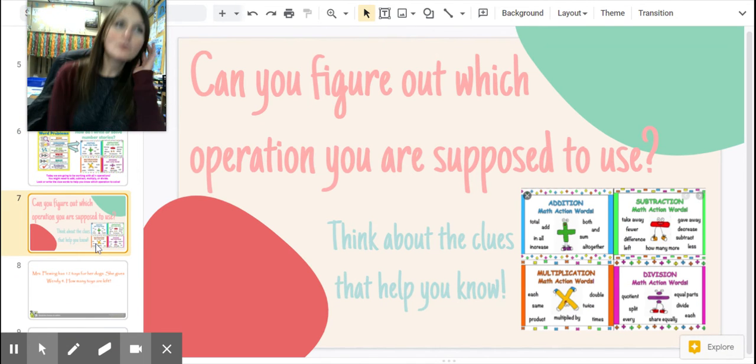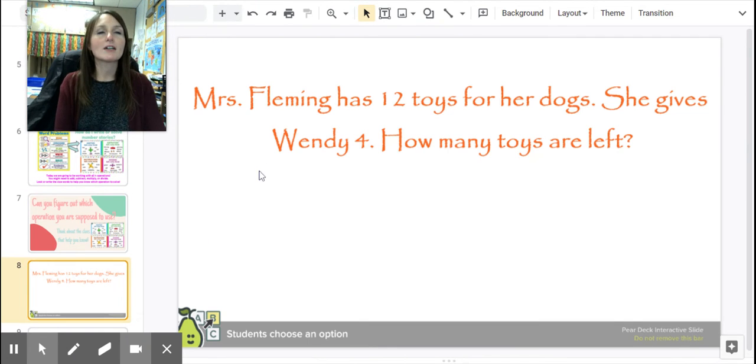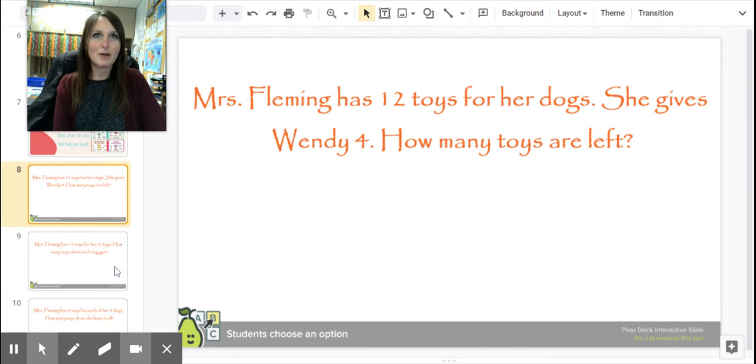Let's see if you can use those to help you figure out these one-step problems. Okay, so here, Mrs. Fleming has 12 toys for her dogs. She gives Wendy 4. How many toys are left? Choose your option. Is it add, subtract, multiply, or divide? I will share the answers in the next video as well.